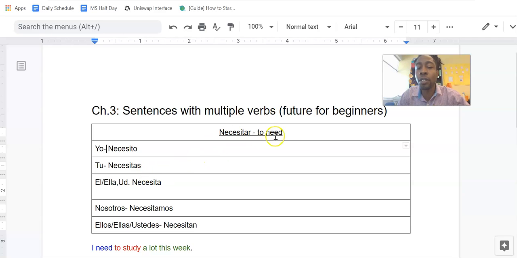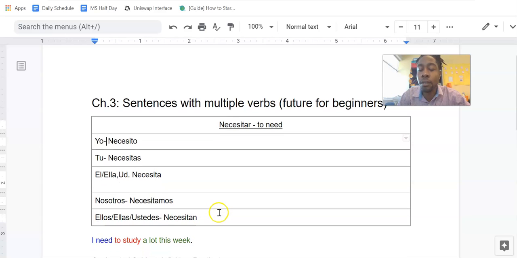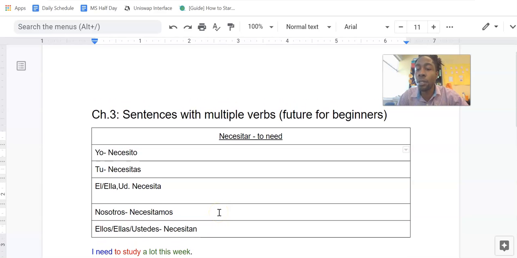So what we're going to do is focus on this verb necesitar, the infinitive of to need. I have it conjugated here for you all as I need, you need, he, we, and they need. So yo necesito, tú necesitas, él necesita, nosotros necesitamos, y ellos necesitan. And what we're going to do is use this as the base of our sentence to try and talk about things we need to do in the future.